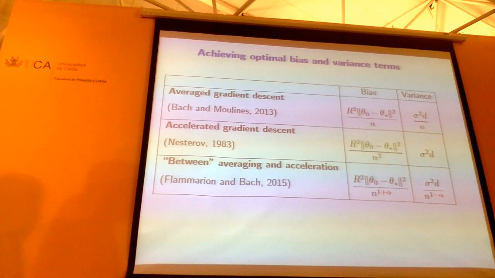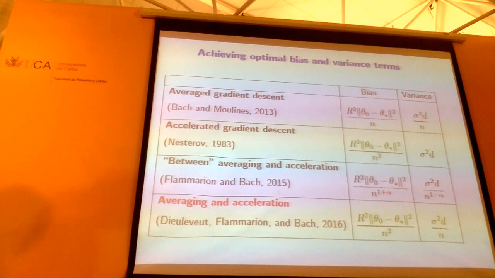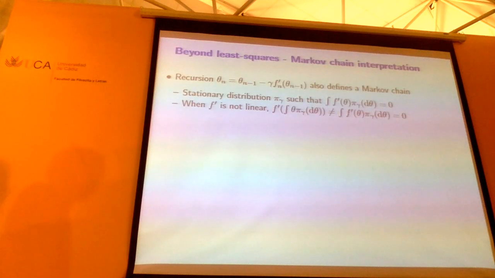What we did more recently with my two students, Emeric Diolveux and Nicolas Flammarion, is achieving the two optimal results: forgetting initial conditions at the proper rate and getting the variance term at the proper rate as well. This is very recent work, and if you want to know more, we can discuss. Only for least squares.